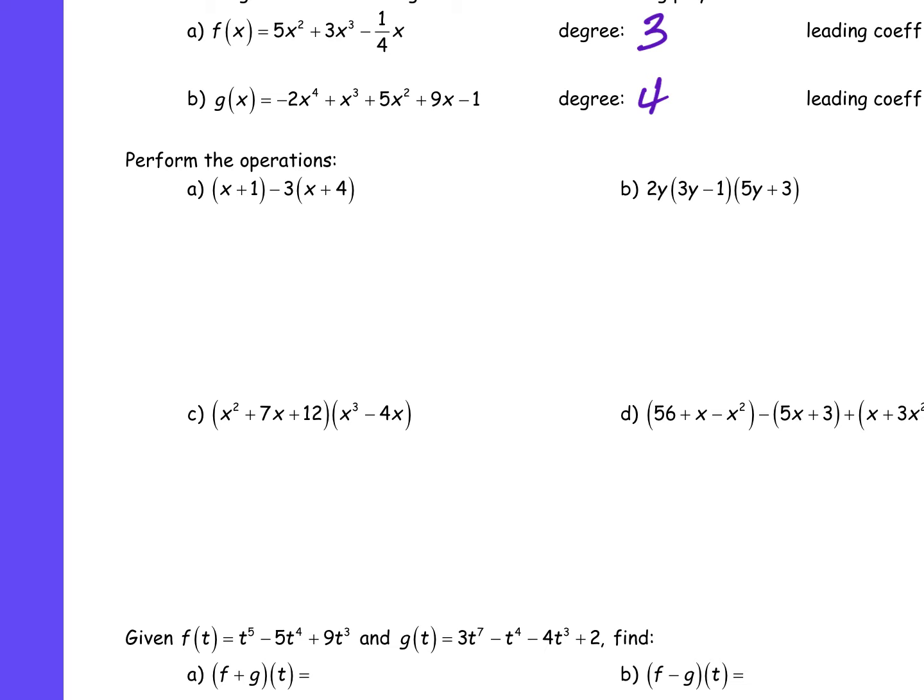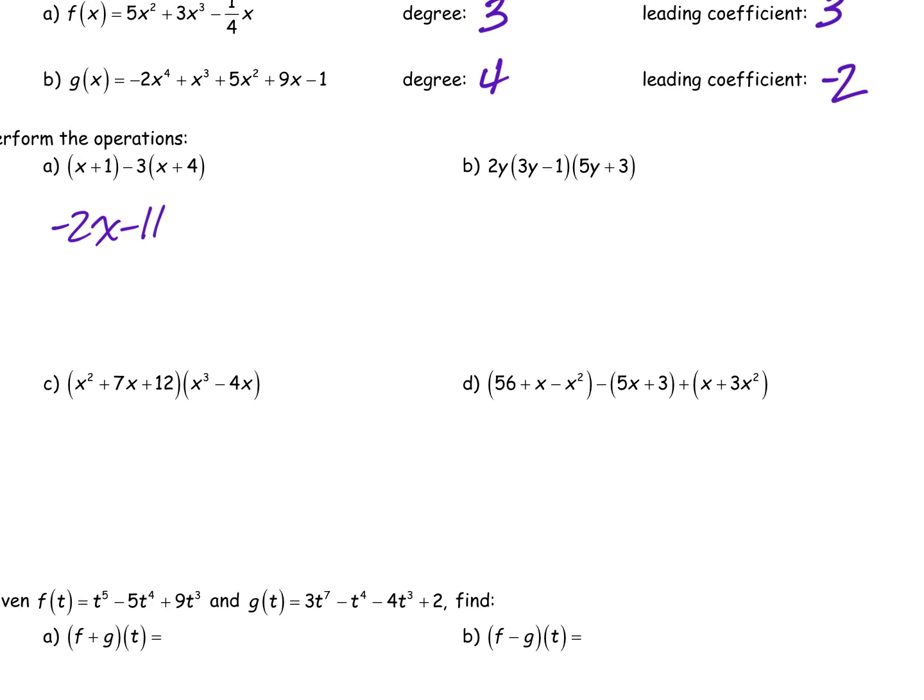Okay, so in A, we're multiplying and adding at the same time. So someone just give me the answer for A, whichever number we're on. What's my answer for x plus 1 minus 3 times x plus 4? Negative 2x minus 11. Oh, yes. Negative 2x minus 11. I put plus 11. Thanks.